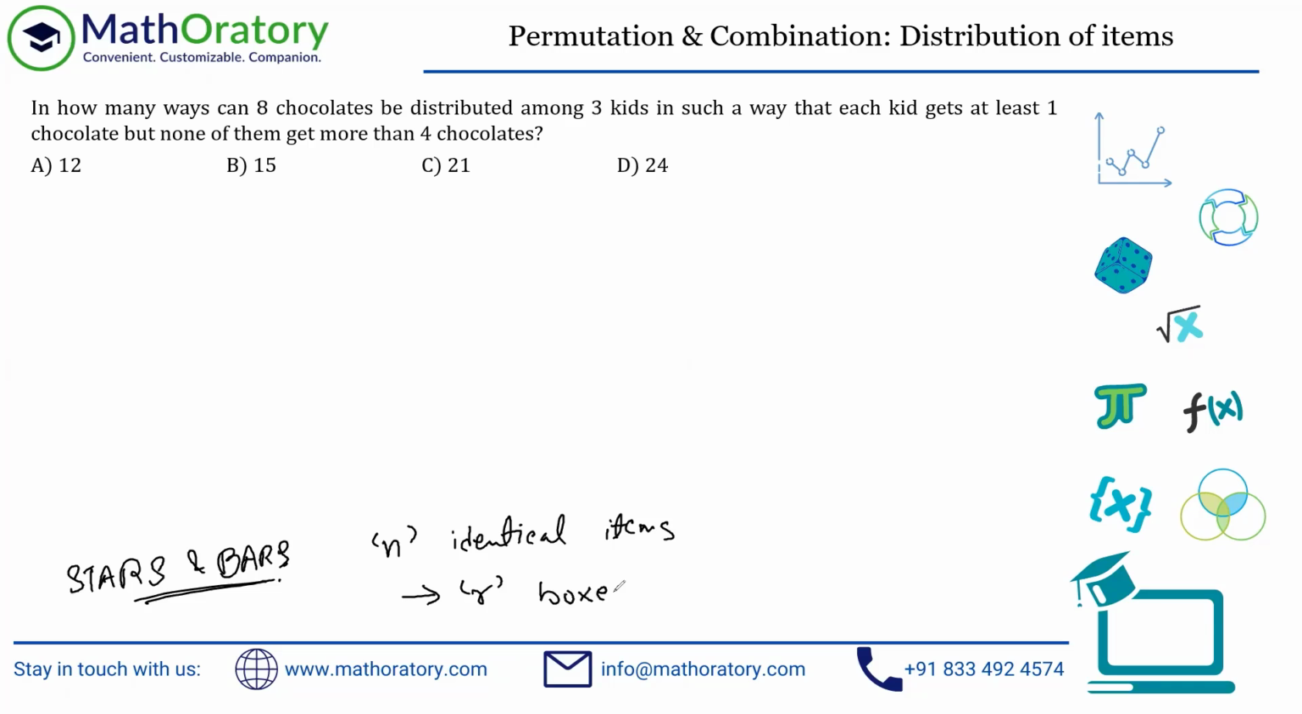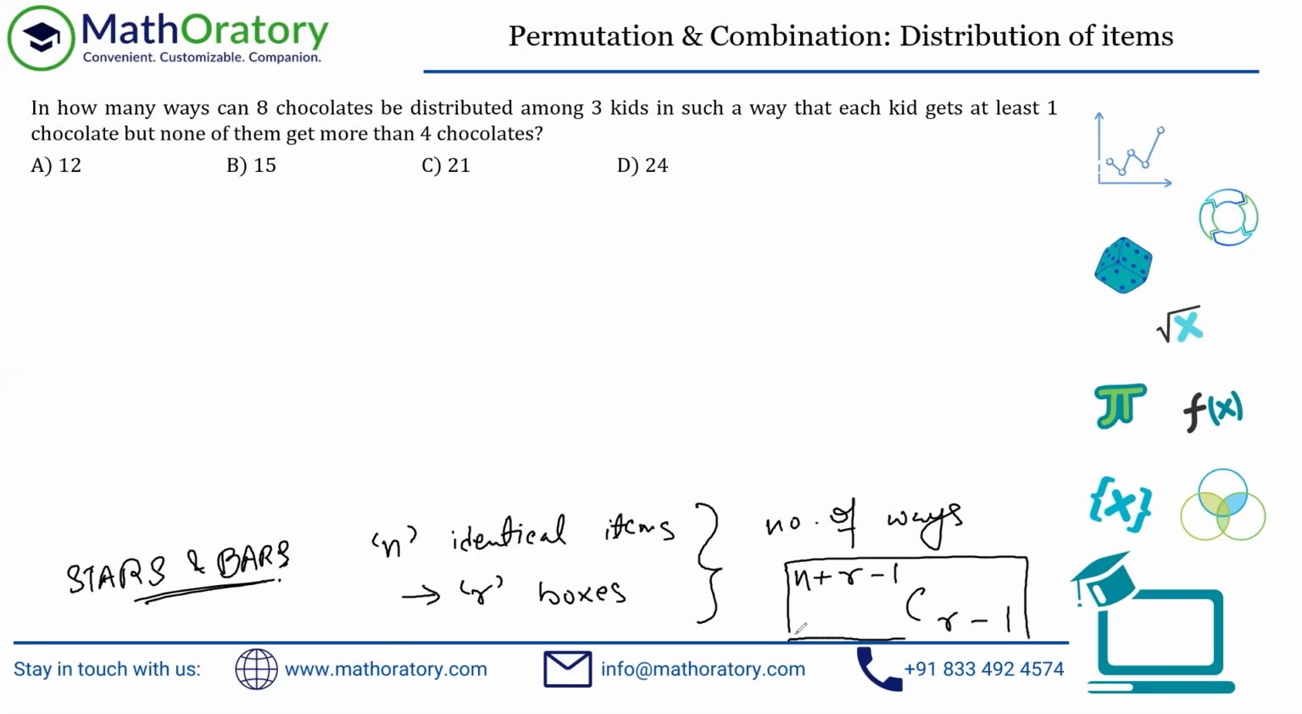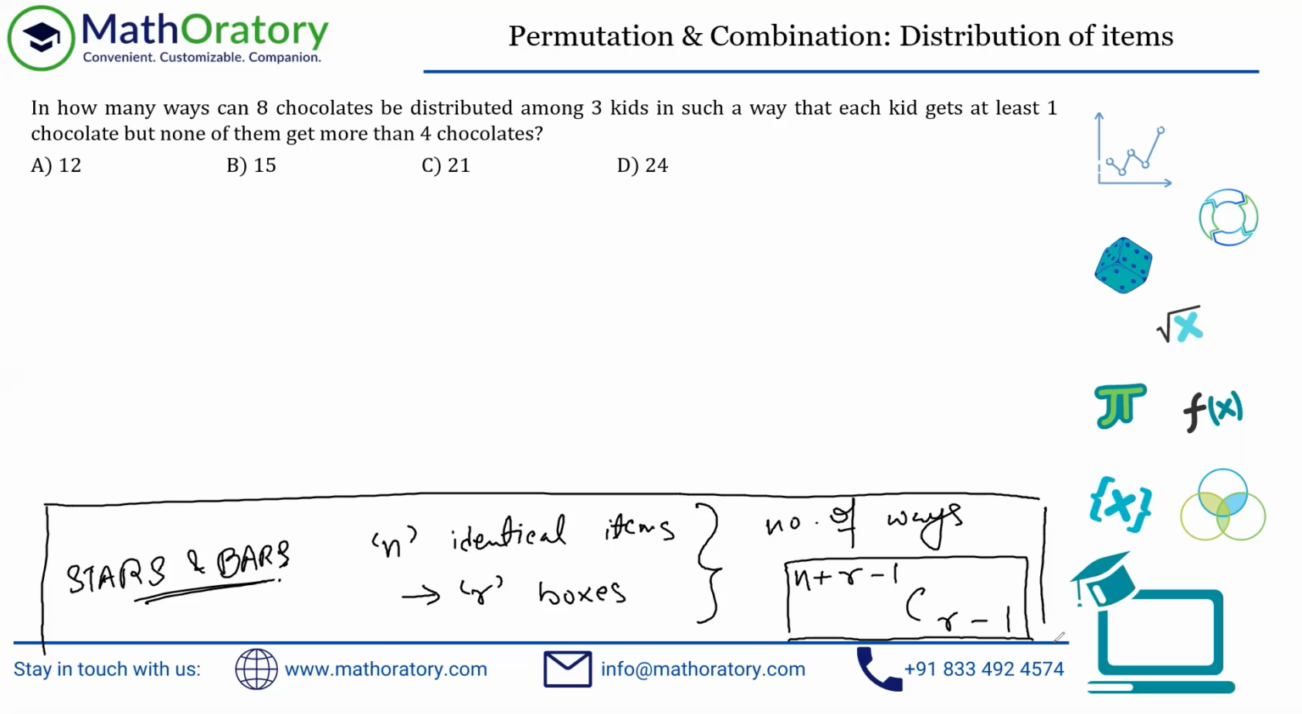By the way, when we say boxes, implicitly they are always distinct boxes. So when you distribute n identical items into R boxes, the number of ways you can do that without any restriction is n plus R minus 1 C R minus 1. So these are the number of ways you can distribute n identical items into R boxes. So we can actually apply this idea in this question.